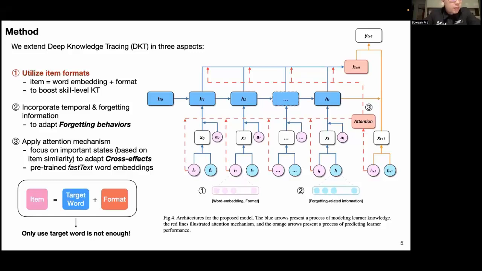So based on our observations, we developed our model by extending DKT in three aspects. So first, we incorporate the item format information to boost the model. Here, an item is represented by integrating the word embedding vector and also the item format embedding. In many previous works, they only use the target word for the item embedding, but we find it may not be enough.